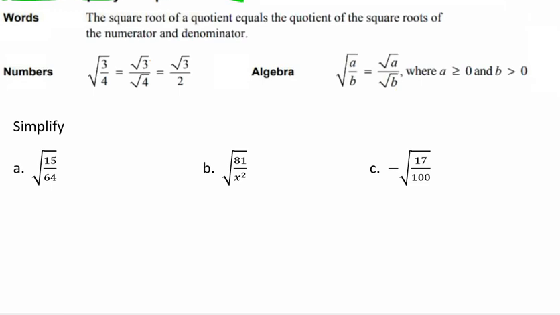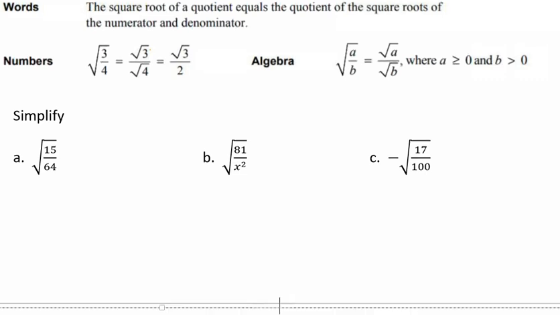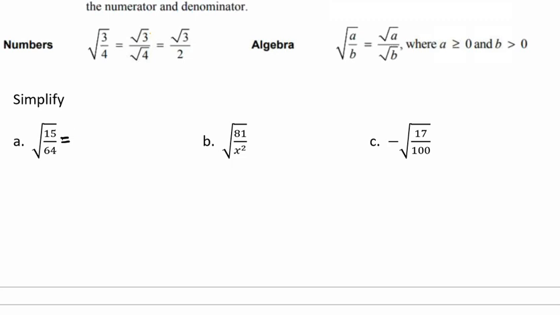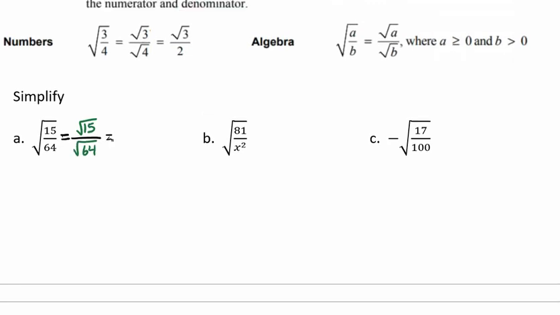So in this example, we have the square root of 15 over 64. Using our quotient property, we're going to split this apart so that what we're looking at is the square root of 15 over the square root of 64. When we look at this, we don't know the square root of 15, but the square root of 64 is 8. So we can take the square root of 15 and break that down.